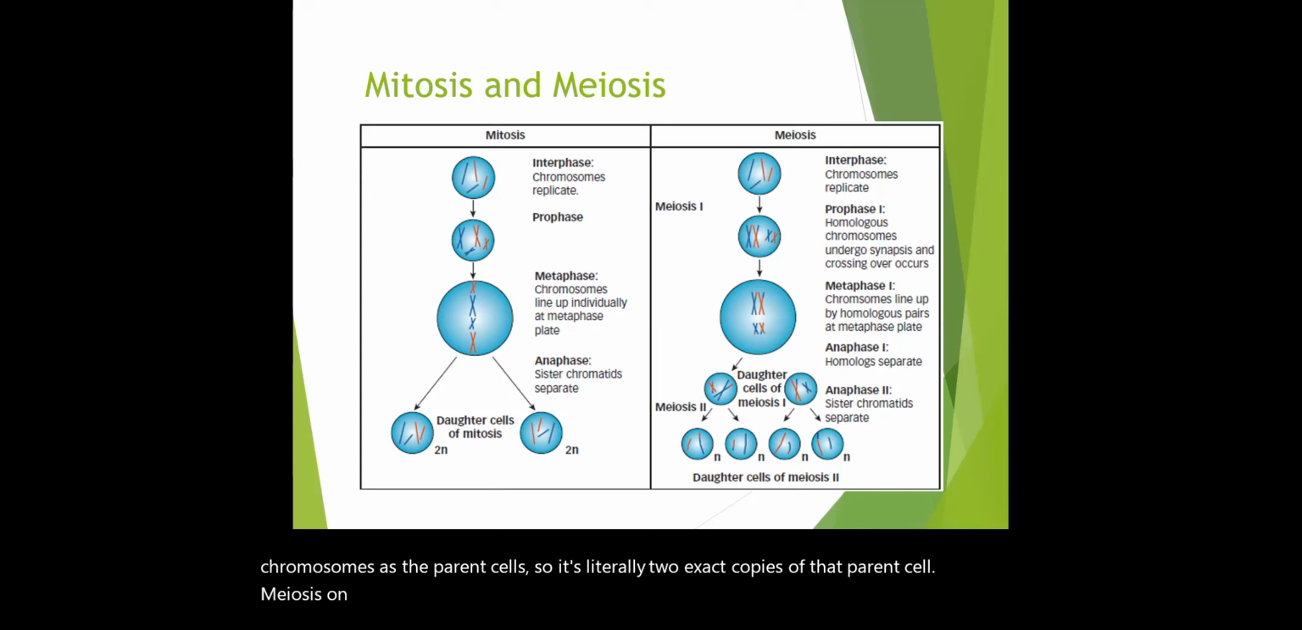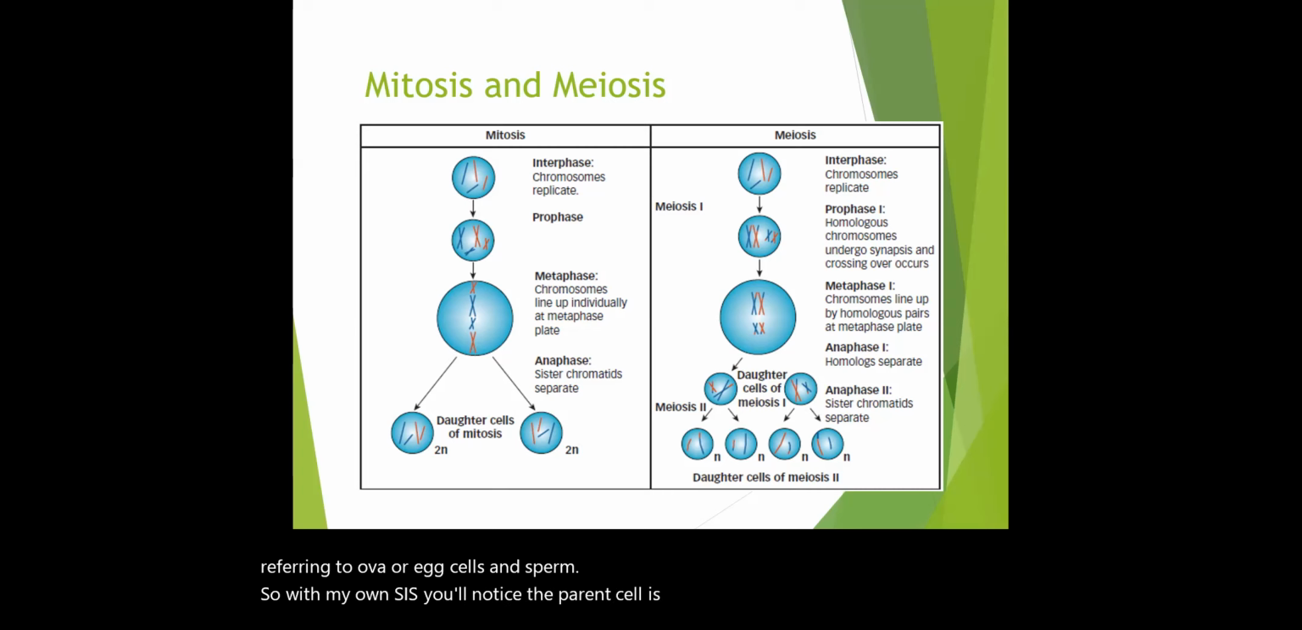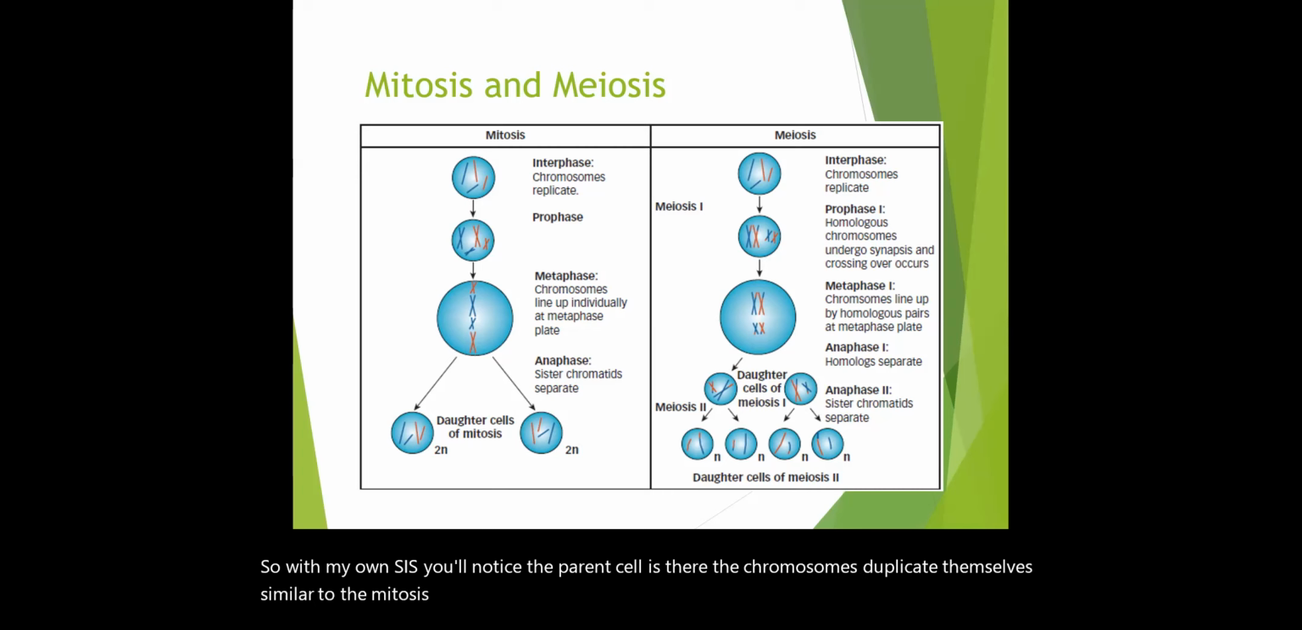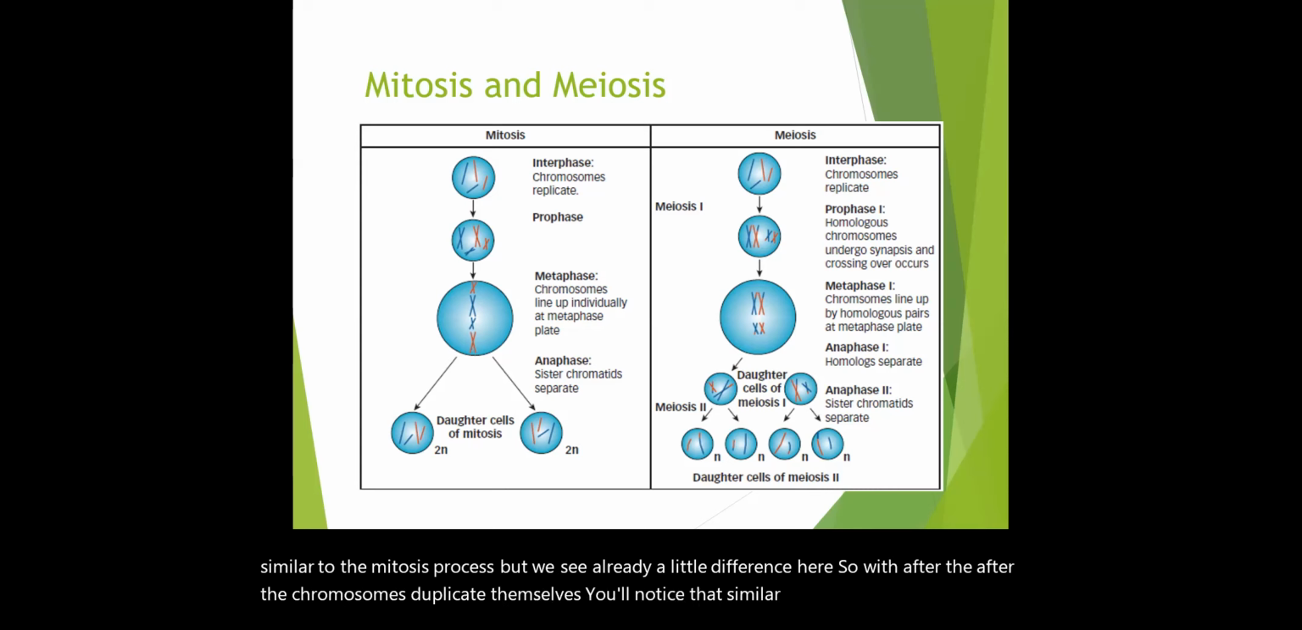Meiosis, on the other hand, is the process by which our gametes or our sex cells are formed. So referring to ova or egg cells and sperm. So with meiosis, you'll notice the parent cell is there. The chromosomes duplicate themselves similar to the mitosis process, but we see already a little difference here. So after the chromosomes duplicate themselves, you'll notice that similar chromosomes will line up and will cross over and exchange some of their genetic material.